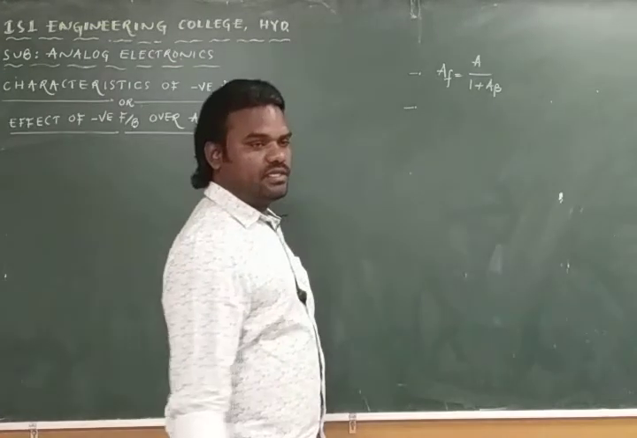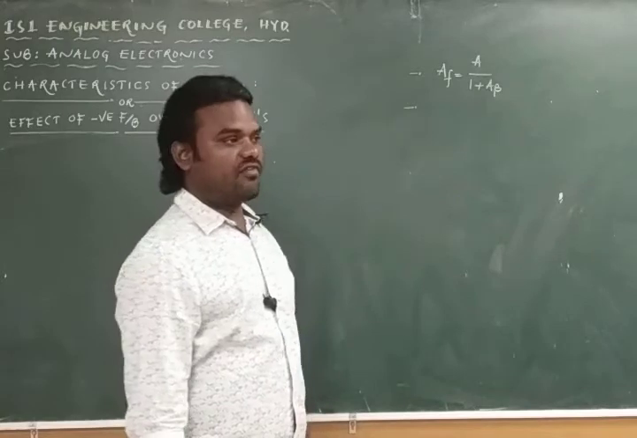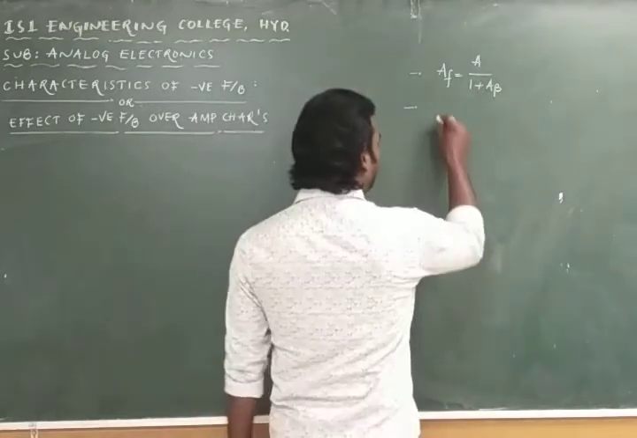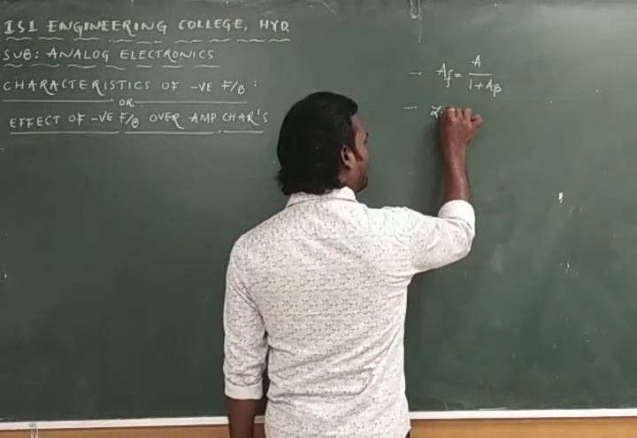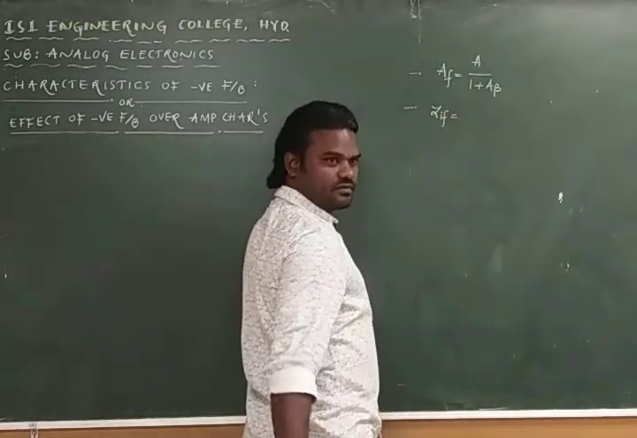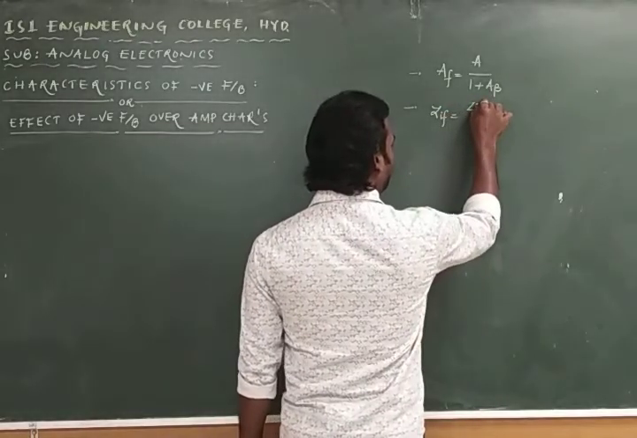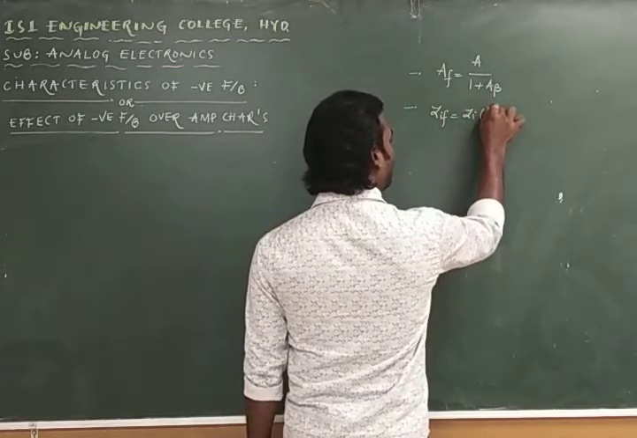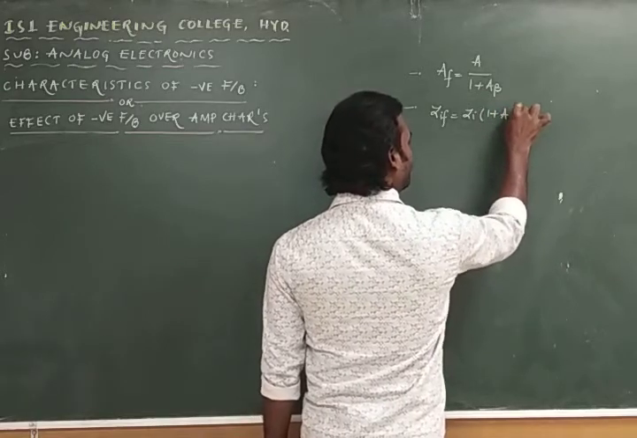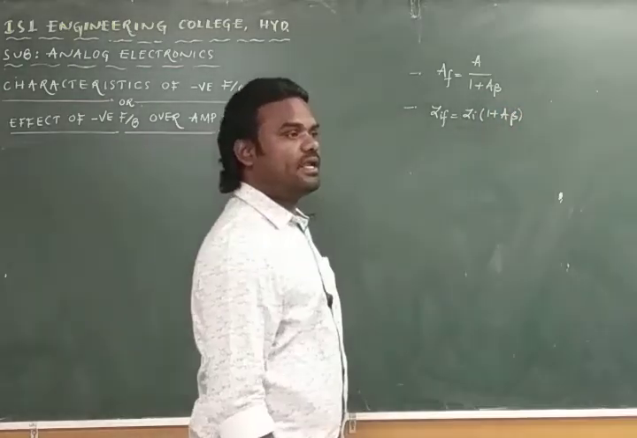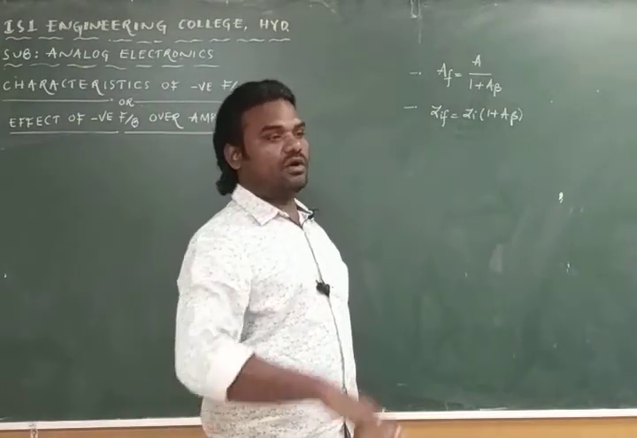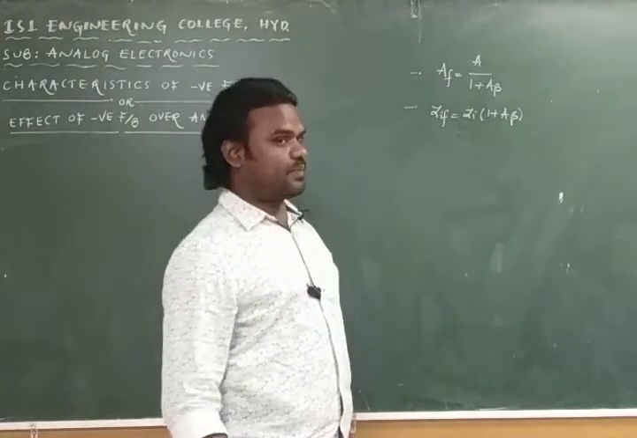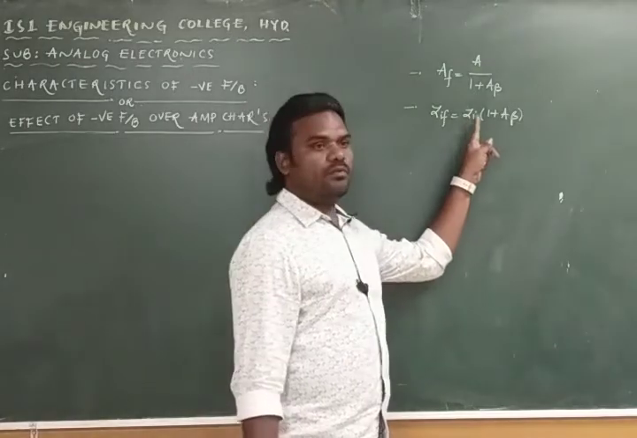And in the last class, we discussed one more point, that is the effect of negative feedback over the input impedance. After employing the negative feedback, the input impedance of the circuit is ZIF, which is Zi into 1 plus A beta, where Zi is the input impedance without feedback. Without employing the feedback, Zi is the total AC resistance present in the circuit, which is the input impedance.